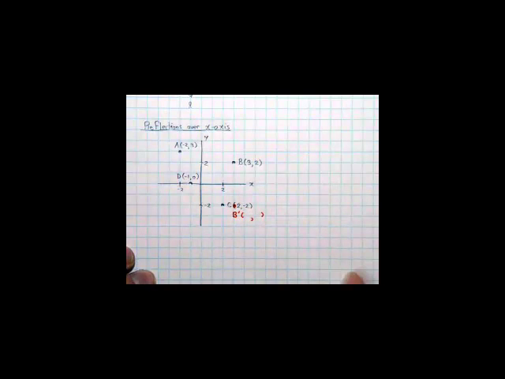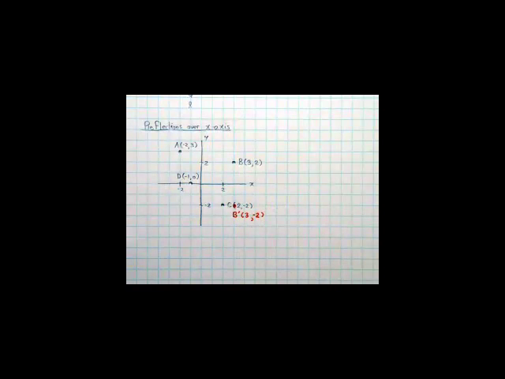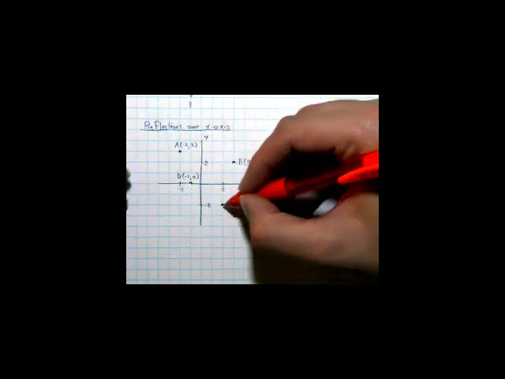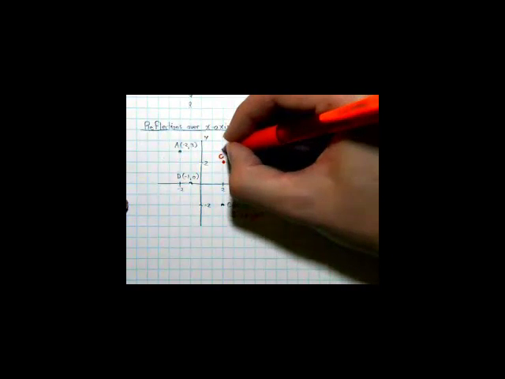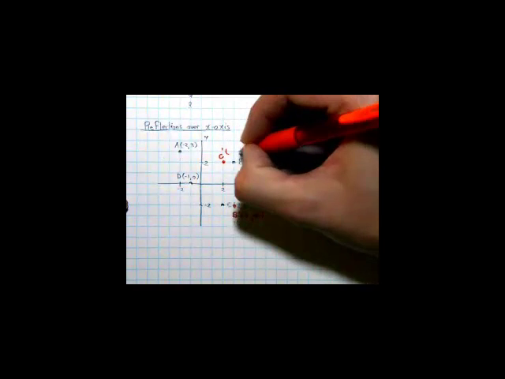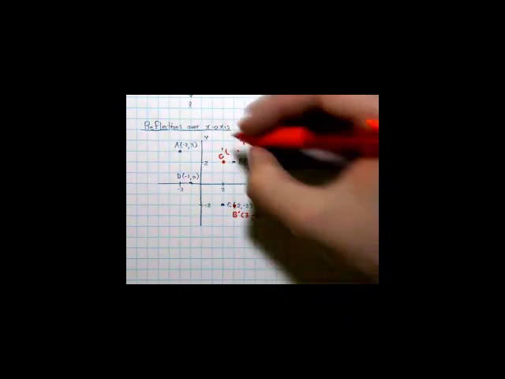What are the coordinates of B prime? 3, negative 2. Okay, what if I did the same thing with C? I'd have to come up, right, to here. So there's my C prime. What are the coordinates of C prime? 2, 2.